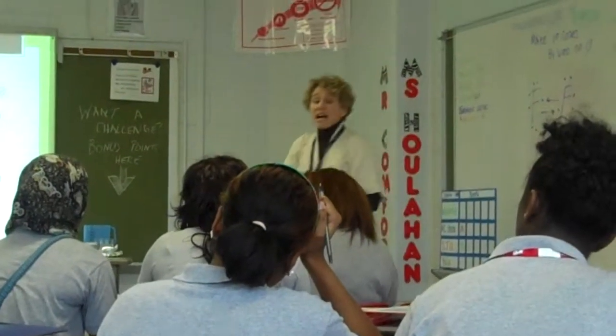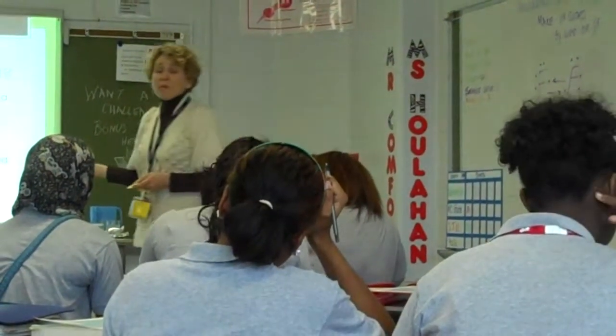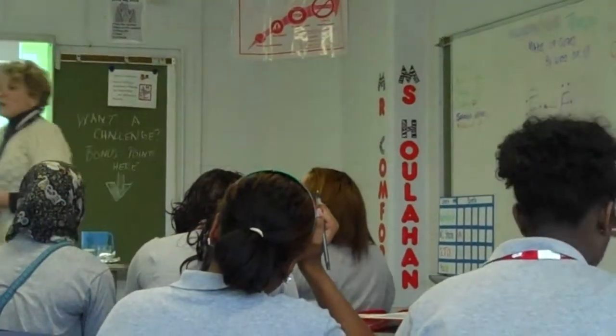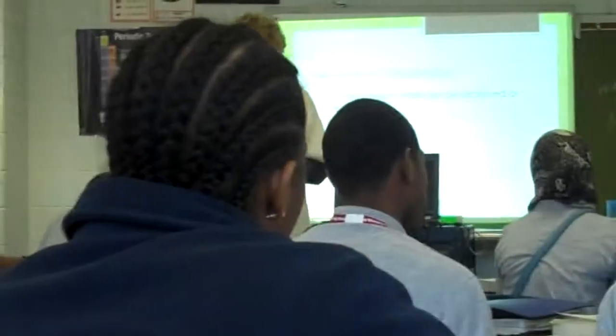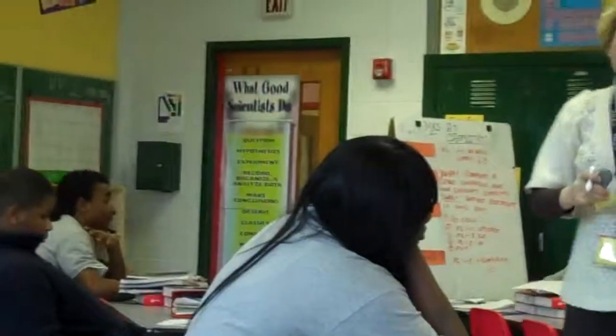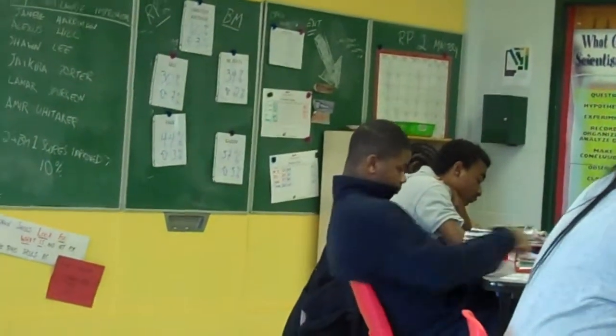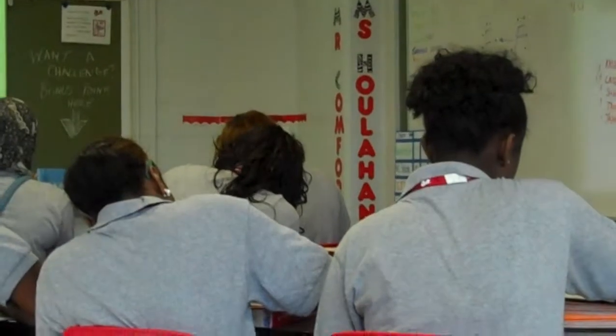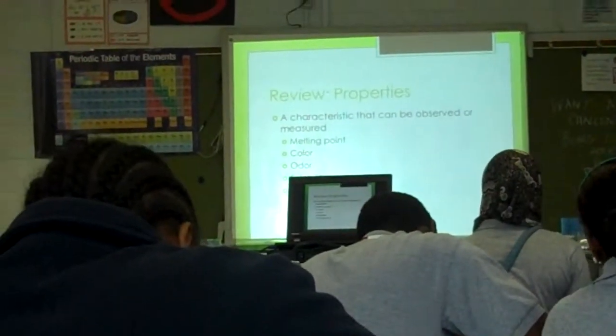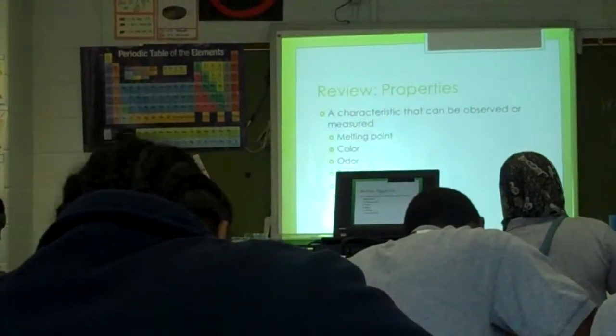Let's move to the next slide, and you should be on page 1-2 now. This is also a review of our first grading period, properties. You all should be writing down what the properties are. It's something that you can see and observe, okay? Here are 5 properties. Color. Troy, keep writing. Color. Melting point.